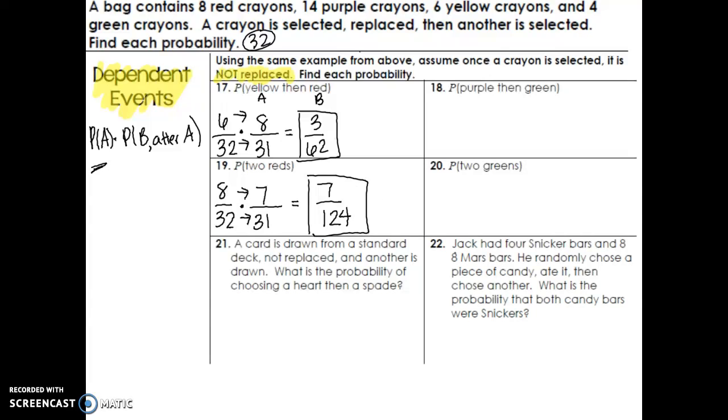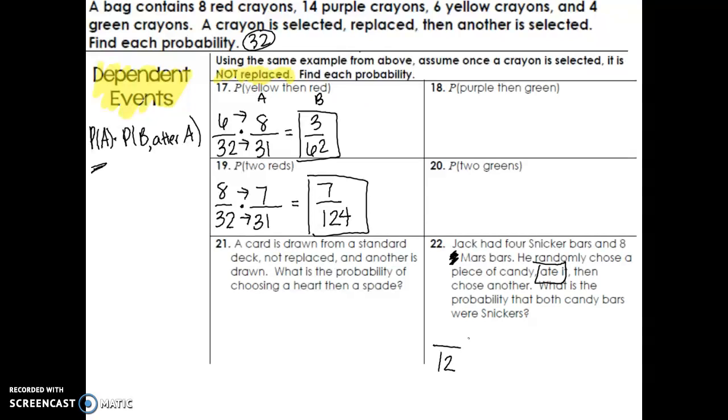So let's look at number 22, and I'm going to cross this out. There's only 8 Mars bars. We're not doing 88 of those. It says Jack had 4 Snickers bars and 8 Mars bars. So 9, 10, 11, 12. We have 12 here in total. He randomly chose a piece of candy, ate it, then chose another. What is the probability that both candy bars were Snickers? Okay, so he ate that candy. That means he did not put it back. Now we have less candy the second time around.